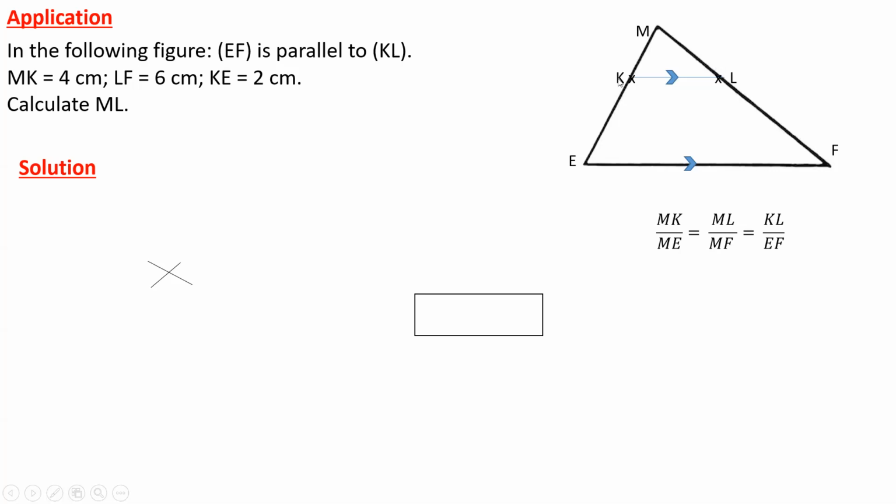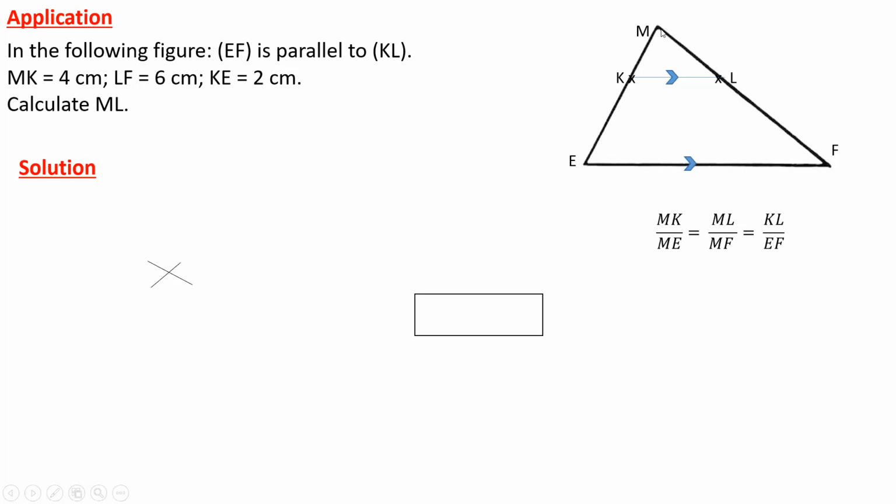So I have MK and I have KE, but I need the measure of ME. So how do I get ME? It is MK plus KE. So I add 2 plus 4, it is equal to 6.